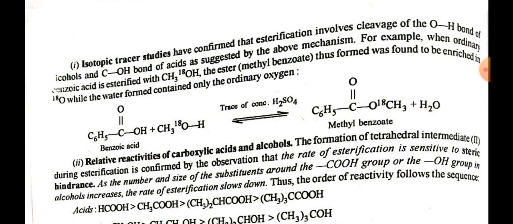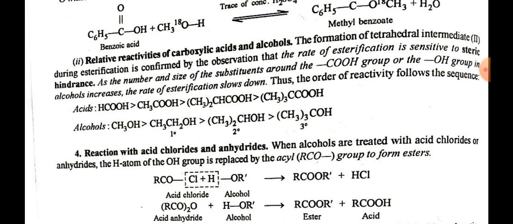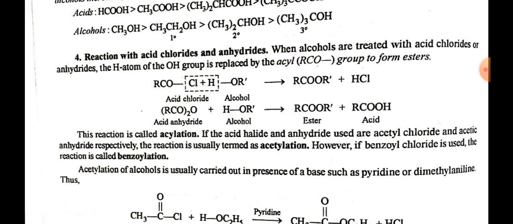Relative reactivities of carboxylic acids and alcohols: the formation of the tetrahedral intermediate during esterification is confirmed by the observation that the rate of esterification is sensitive to steric hindrance. As the number and size of substituents around the C=O group or the OH group in alcohols increases, the rate of esterification slows down. Thus the order for acids and the order for alcohols will be as follows, you can see. Fourth is reaction with acid chlorides and anhydrides.